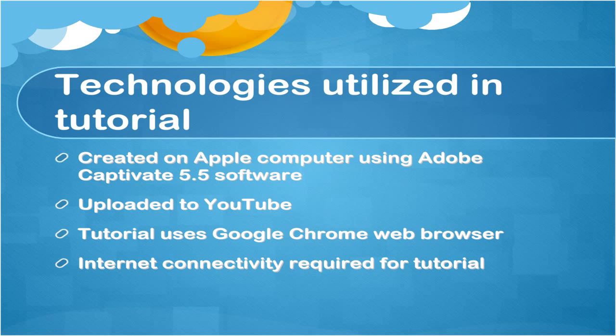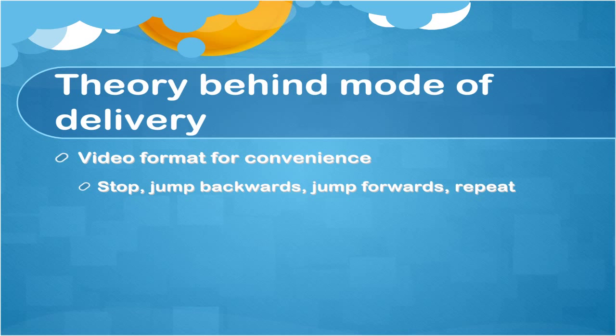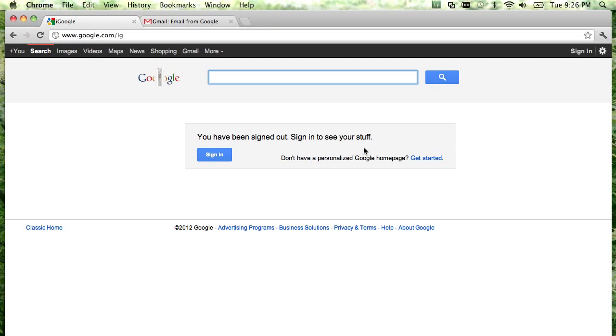This video will walk the user through signing into their Google account, applying settings, adding gadgets, and organizing them on the iGoogle homepage. By the end of this tutorial, the user will be able to set up their iGoogle account. They will also be able to apply settings, add gadgets, and organize icons within their iGoogle homepage. By providing the tutorial in video format, the user will be able to return to the presentation at their convenience and review it on their own time. They will also be able to pause the video, as well as jump backwards and forwards. It will allow them to watch the tutorial as many times as needed to learn the skill.